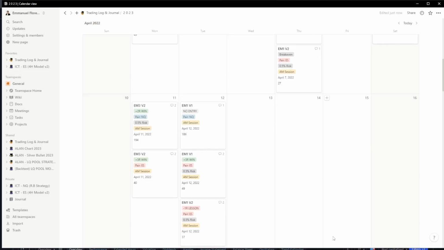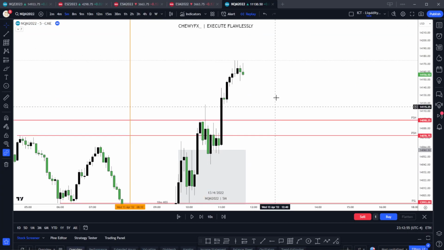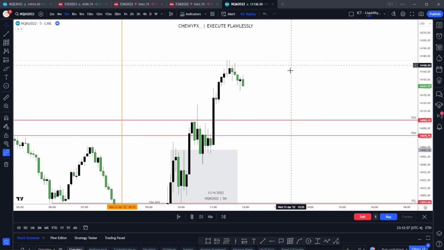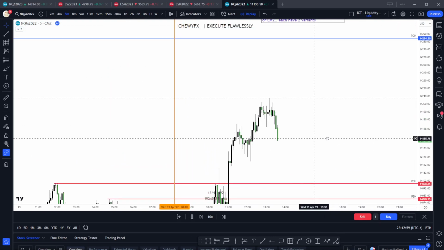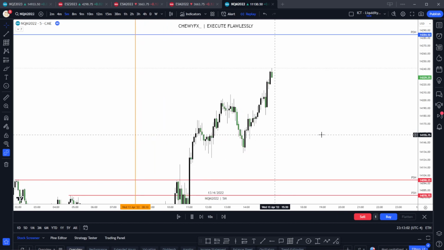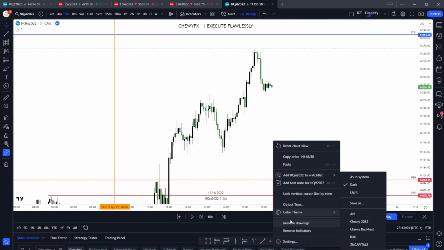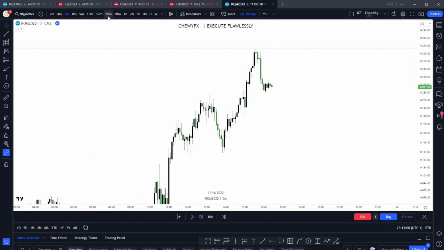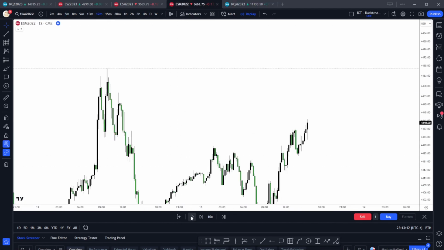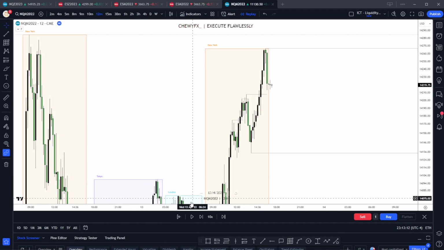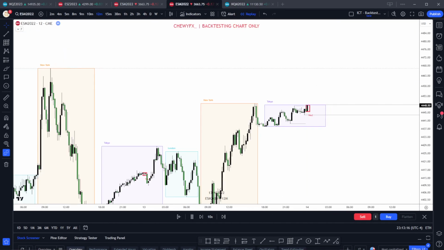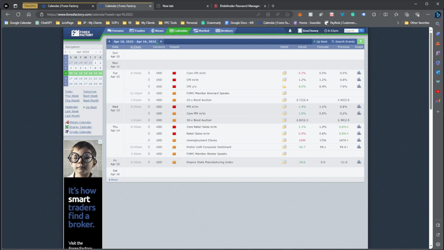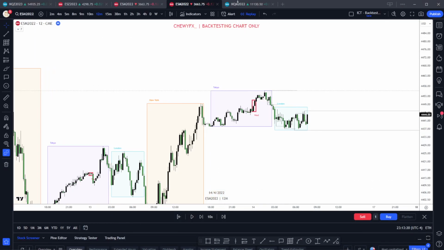So let's see if there's any other opportunities for NASDAQ. Probably not, but never know. Okay, so no other opportunities there for the day. Let's remove all our drawings, go back to the 12-minute time frame, and let that play out. Taking a quick look here at the news: Thursday core retail at 8:30. It's good to know.